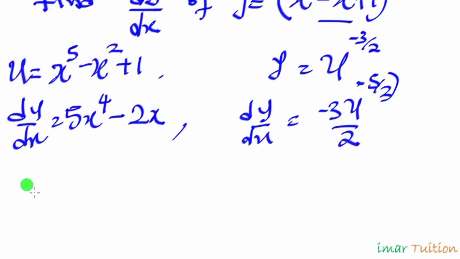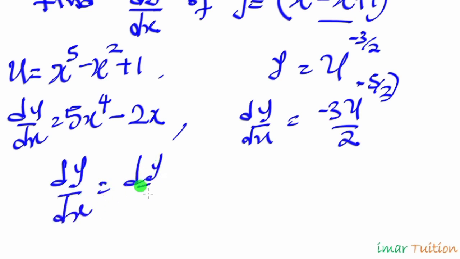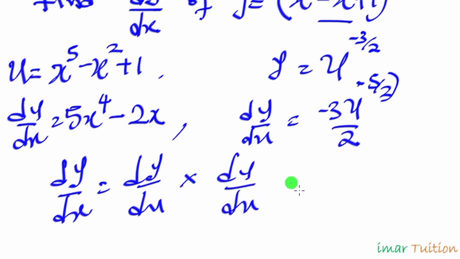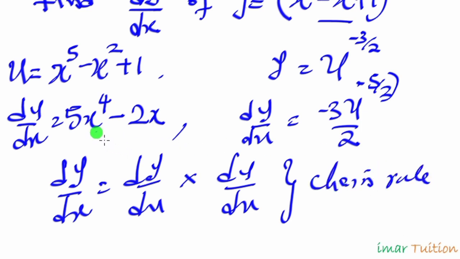So we're going to put this in our function by chaining dy/dx. Now finally it will be equal to dy/du, as we explained in our last video, multiplied by what? du/dx, the chain rule. This is the chain rule. So we're going to substitute dy/du here, and substitute du/dx here. Let's do the substitution.